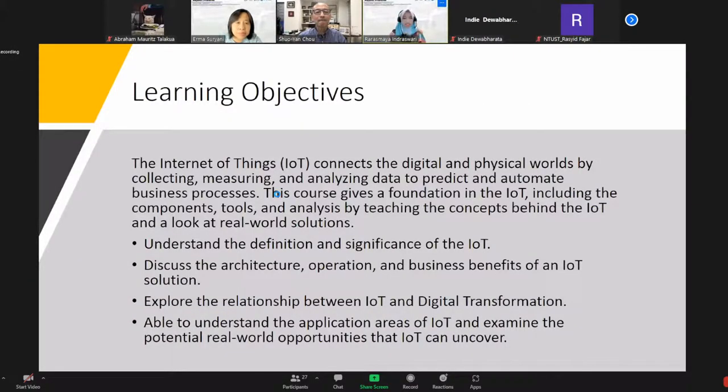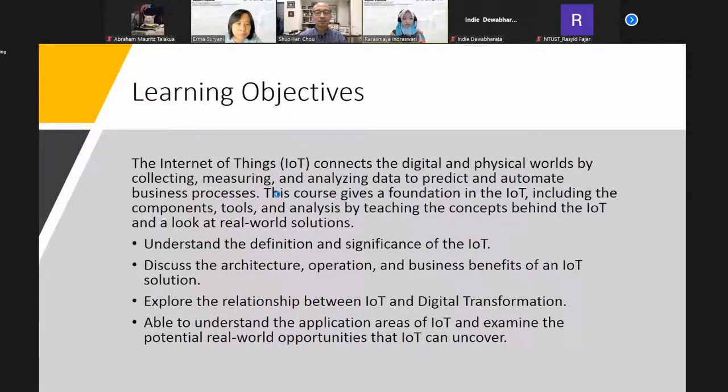The IoT connects the digital and physical worlds by collecting, measuring, and analyzing data to predict and automate business processes. This Adjunct Professor Program will give you a foundation in the IoT, including the components, tools, and analysis, by teaching the concepts behind the IoT and a look at a real-world solution. The learning objectives of this program are to understand the definition and significance of the IoT, discuss the architecture, operation, and business benefits of an IoT solution, explore the relationship between IoT and digital transformation, understand the application areas of IoT, and examine the potential real-world opportunities that IoT can uncover.